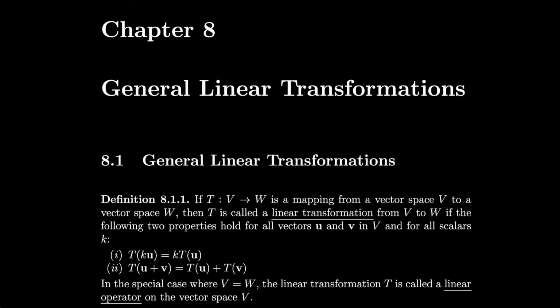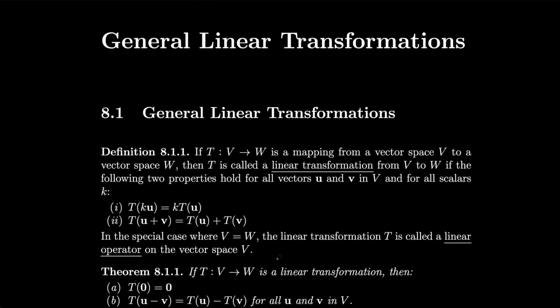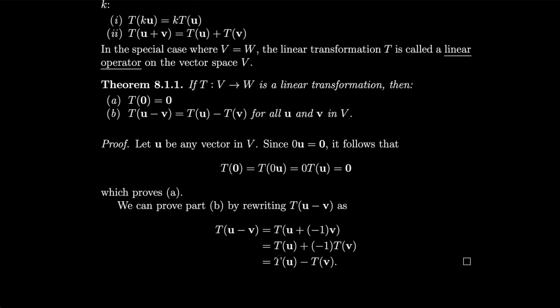In the special case where V equals W, the linear transformation T is called a linear operator on the vector space V. For our first theorem, if T from V to W is a linear transformation, then T of 0 is 0. So linear transformations send the 0 vector to 0, and T of u minus v is T of u minus T of v. So that should follow straight from T of u plus v. But anyhow, we can prove this real quick.